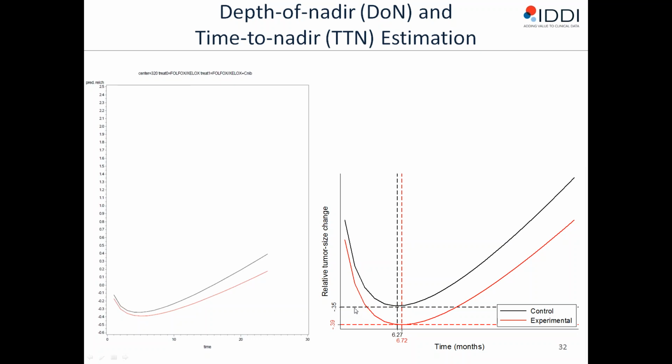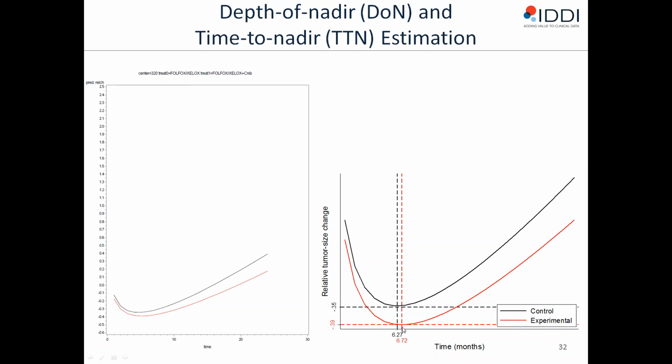For instance, in this case, for the control group, the nadir of the average trajectory is at minus 0.35. So this is like a 35% reduction versus baseline. In the experimental group, the nadir is minus 0.39. So it's about a 39% reduction, so a 4% difference. We can also estimate the time to nadir. You can see that the nadir value for the control group is reached at about 6.3 months, whereas the nadir in the experimental group is reached at 6.7 months, right?